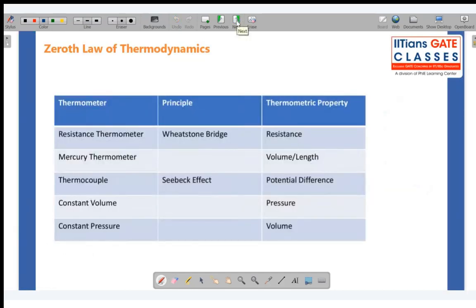There are various types of thermometers. I am not covering their working, just the important points. First, we have the resistance type thermometer. It works on the Wheatstone bridge, and the thermometric property is resistance. If the resistance is changing, the temperature is going to change.